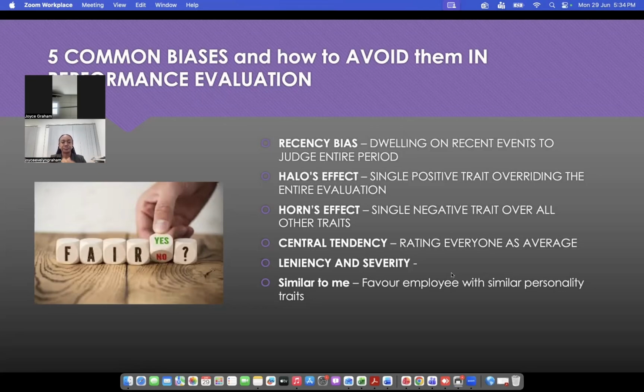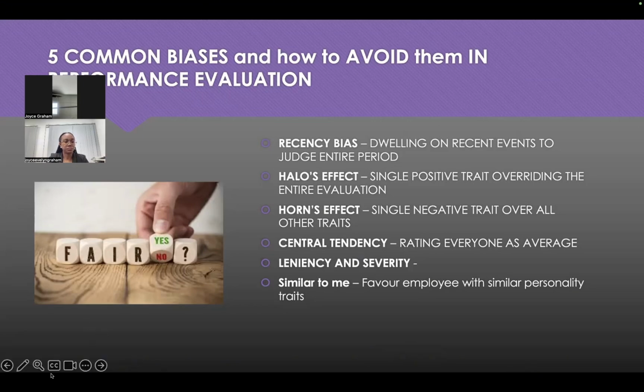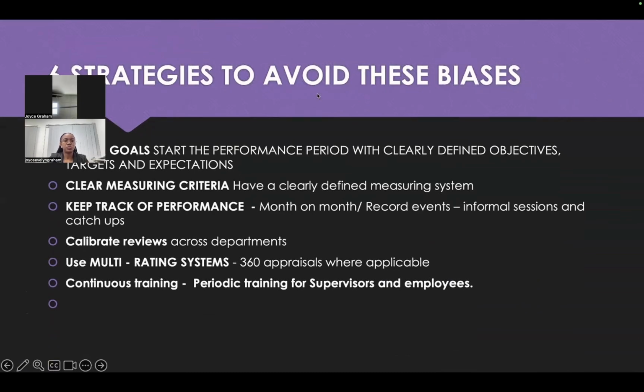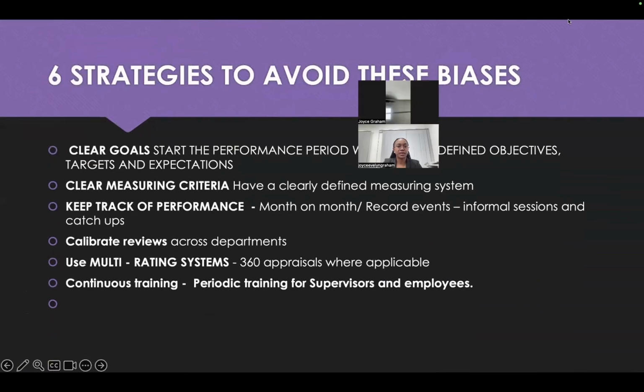Then there's the similar-to-me bias, where people favor others because they have similar personality traits to them, and therefore they just have a liking to them. They just are drawn to such people. You want to be aware, and as an objective leader, you want to eliminate some of these things. Okay, right. So how do we avoid some of these biases?